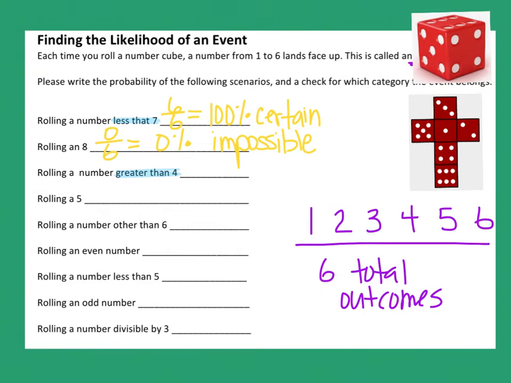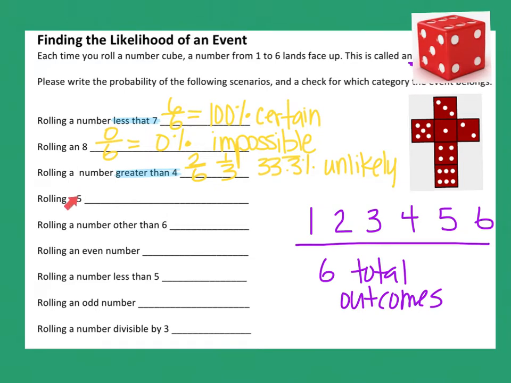If I want to do it as a fraction, I could say 2 out of 6. I could say 1 out of 3 if I simplified it as a fraction. Those are my answers. As a percent, this would be 33.3%. And then that would be unlikely because it's less than 50.